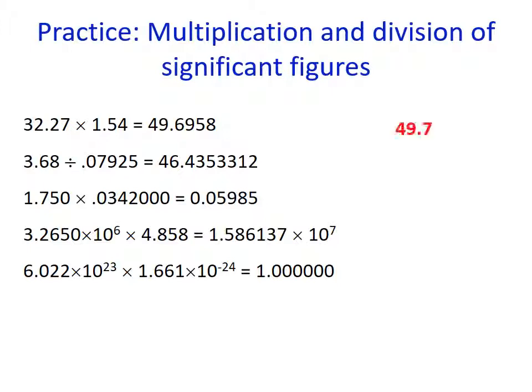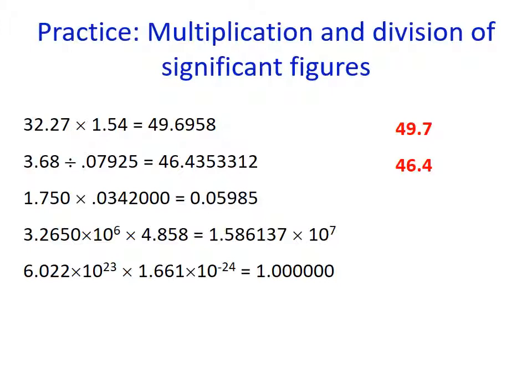Okay, so let's look at the first one. Obviously 1.54 is in three significant figures, so it must be the most imprecise, so the answer has to be in three significant figures. The next one, 3.68 is the most imprecise of those numbers, so 46.4353312 has to be shown in three significant figures, rounded to 46.4.